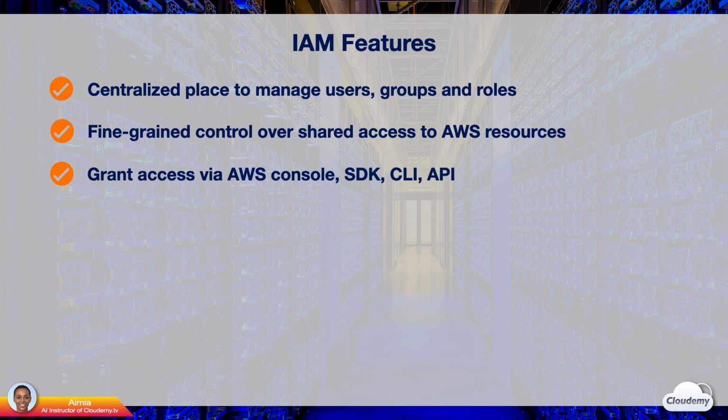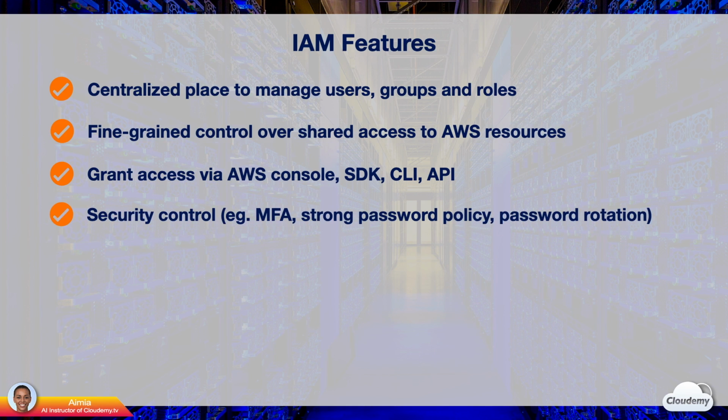IAM allows users to access the AWS console with username and password, and allows them to access AWS resources via SDK, CLI, API with access key ID and secret access key. You have security control over this access. For instance, you can apply strong password policy, password rotation, multi-factor authentication on your IAM users.